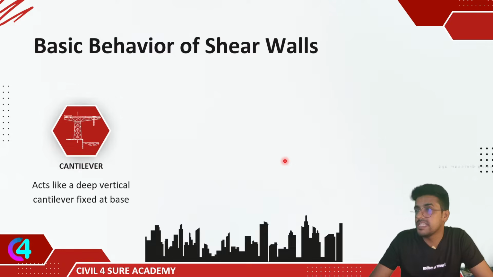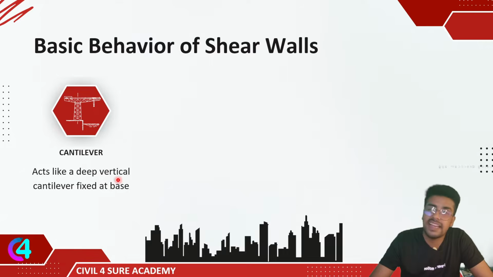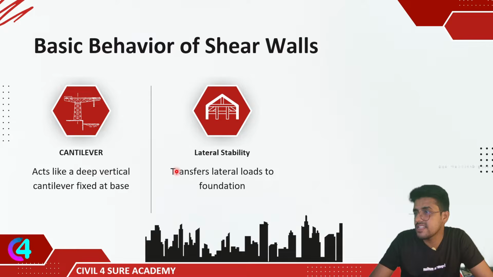Now, the basic behavior of a shear wall. The first thing is it acts like a cantilever. It is fixed at the base and free at the top, so it is going to act like a cantilever. The second behavior is that it improves the lateral stability by transferring the lateral loads to the foundation. It is a rigid member which is fixed at the base and free at the end. So whatever load is going to come from the lateral direction, it is going to transfer all that load to the foundation.